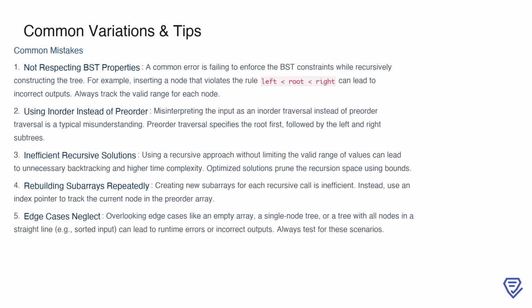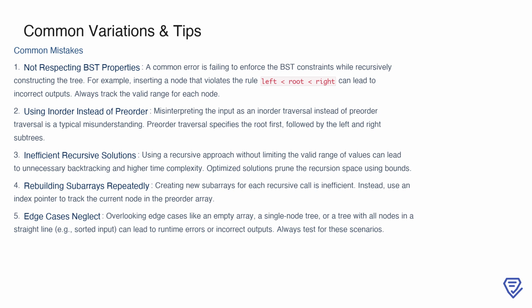When working on this problem, there are several common mistakes to watch out for. First, it's crucial to respect the binary search tree properties. This means ensuring that for every node, all values in the left subtree are less than the root, and all values in the right subtree are greater than the root. Failing to enforce these constraints can lead to an invalid tree structure.